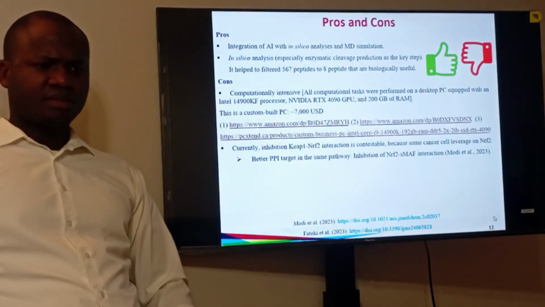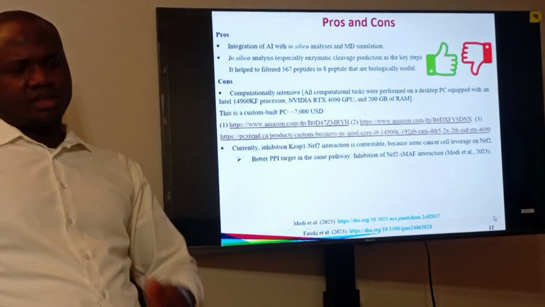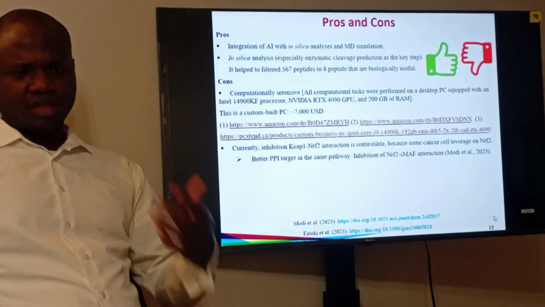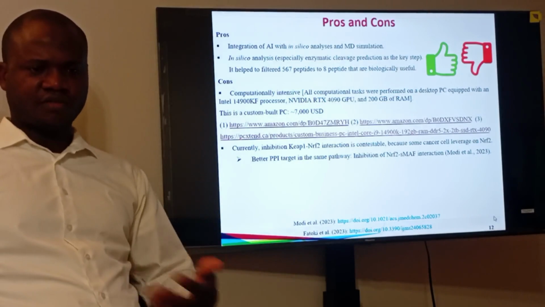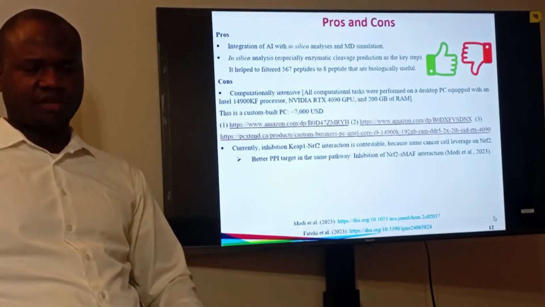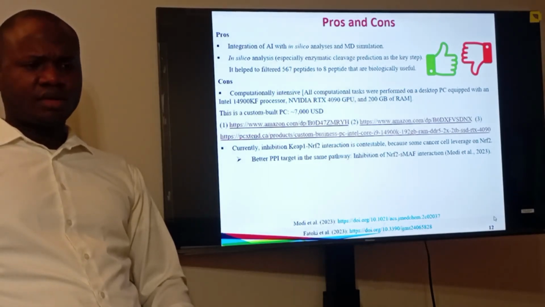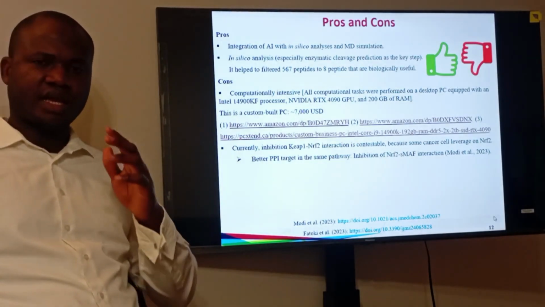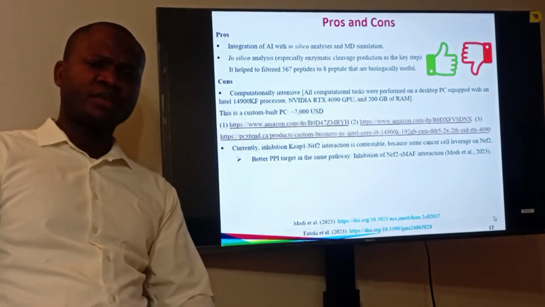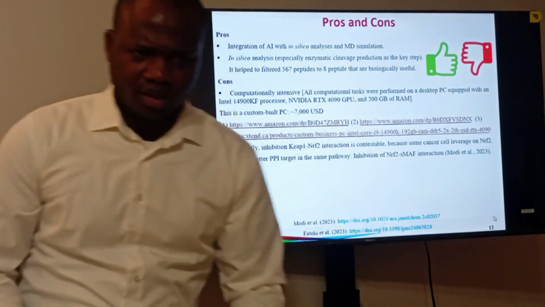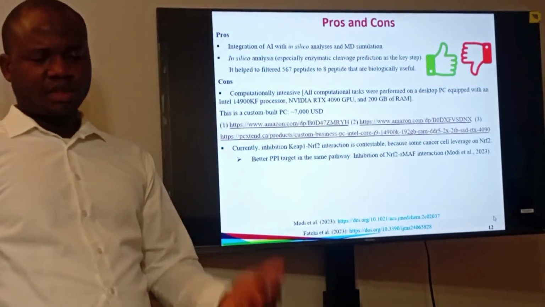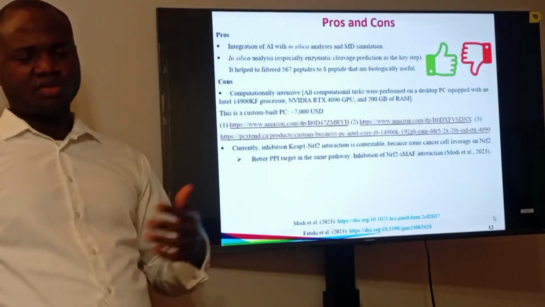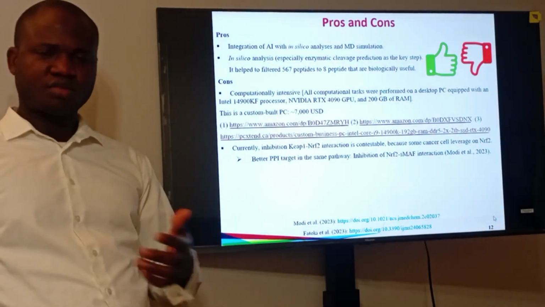I tried to check the link to similar equipment, a similar computer online. So the study is very good, but it is computationally intensive, and to replicate it you need a lot of facilities and support to repeat this kind of process. Then, currently, the role of KEAP1-NRF2 is contestable, just like I discussed at the beginning of this work, that the NRF2-KEAP1 complex happens within the cytoplasm. So it is when KEAP1 is unable to regulate NRF2 that NRF2 moves to the nucleus.